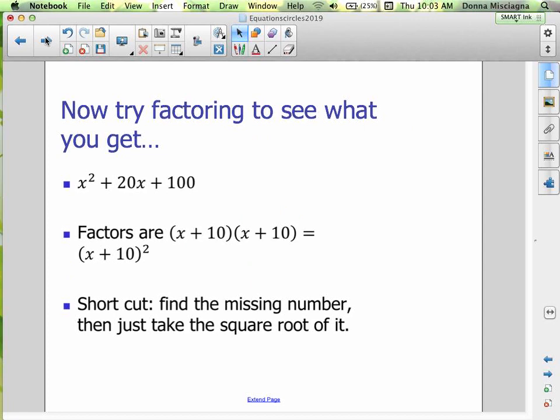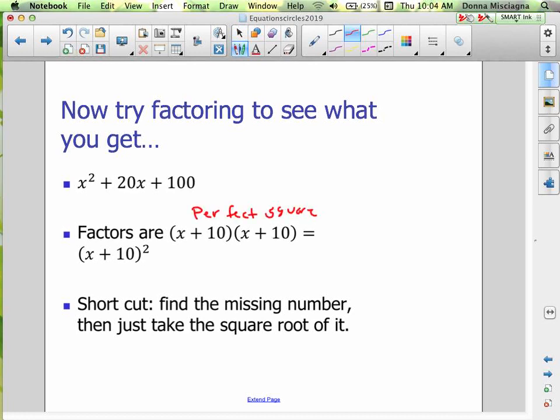On the next page, x squared plus 20x plus 100. Now the factors are x plus 10 times x plus 10, or x plus 10 squared. Notice they're the same factors. So if we are multiplying something by itself, this is a perfect square, which is why this is called a perfect square trinomial.